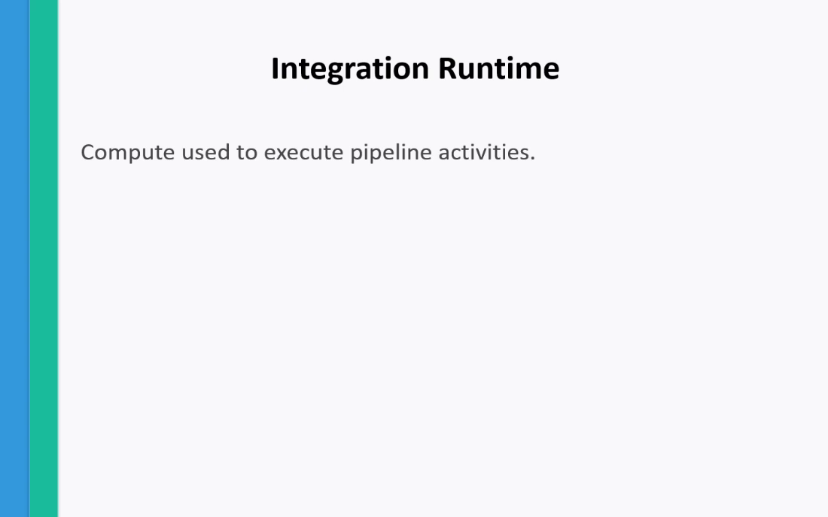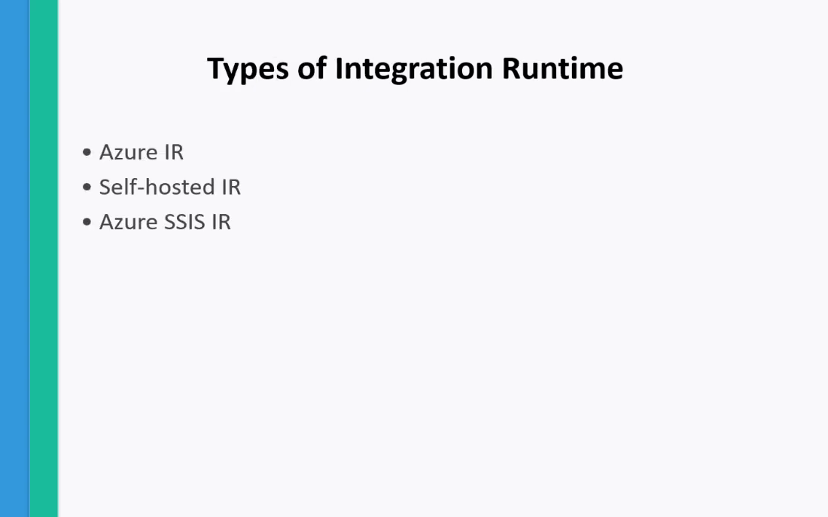There are three types of integration runtimes. The first one is the Azure integration runtime, the next one is the self-hosted runtime, and the third one is the Azure SSIS runtime. The first one is usually used for cloud-based data movement and transformation. The second one, self-hosted, is used when the data is inside a private network or on premises. The third one, Azure SSIS, is used to run existing SSIS packages in Azure. Choosing the correct integration runtime depends on where your data is located and how secure it is.